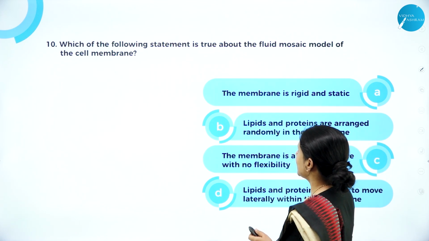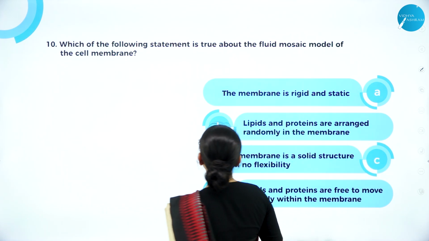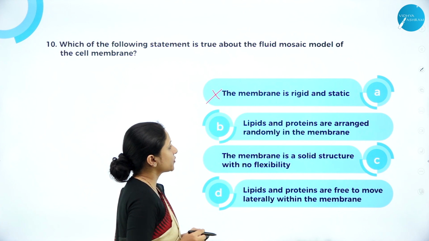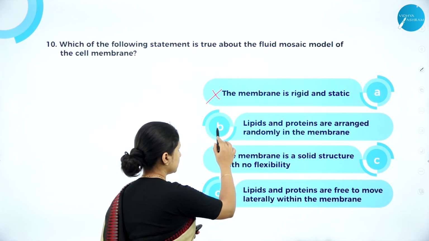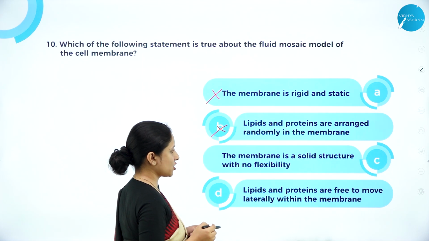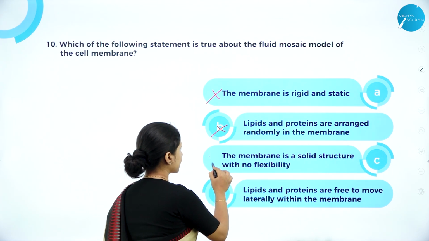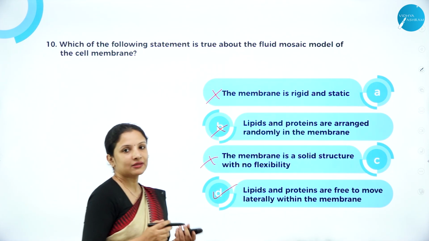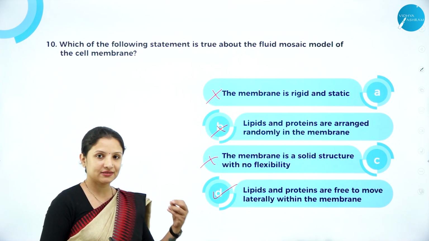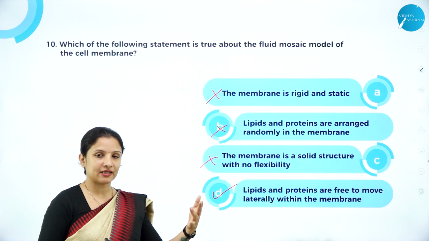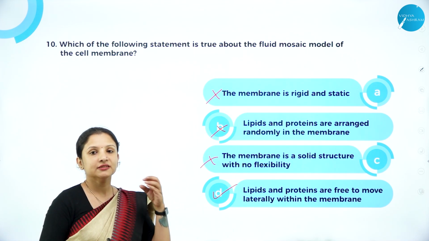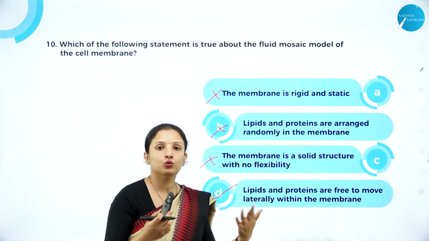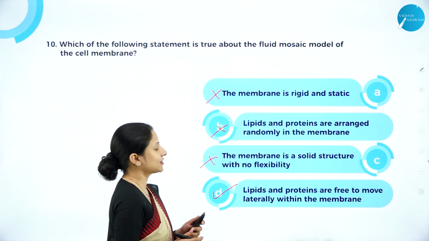Next, which of the following statement is true about the fluid mosaic model of the cell membrane? The membrane is rigid and static. No, it's wrong. Lipids and proteins are arranged randomly in the membrane. No, that's also wrong. The membrane is a solid structure with no flexibility. That is also wrong. Lipids and proteins are free to move laterally within the membrane. This is true. So that is about the fluid mosaic model. That's what it states, right? The plasma membrane has fluidity in nature, wherein it can allow the proteins and the lipids to move here and there wherever it wants. So option D is the right answer here.